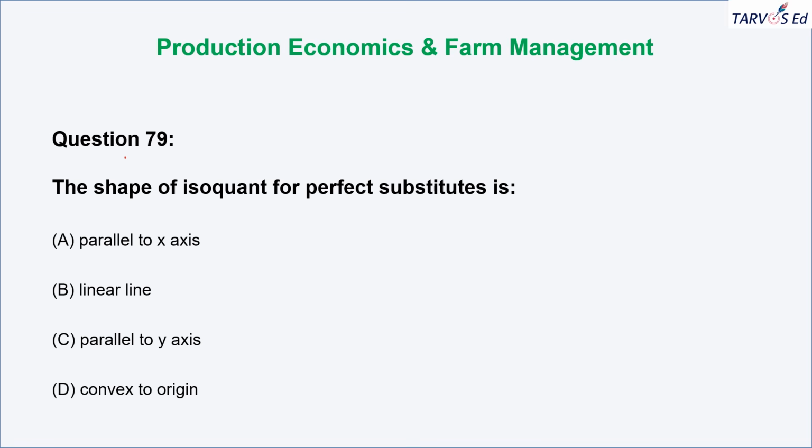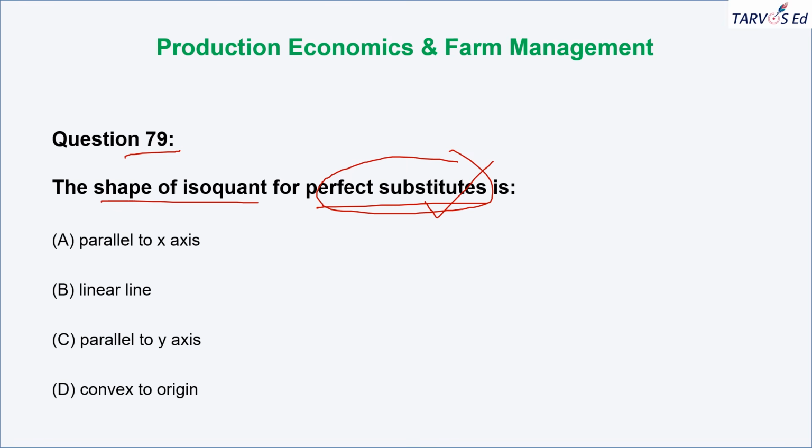Next question is question 79. They are asking us the shape of isoquant for perfect substitutes. There are two kinds of goods, substitutes and complements. Substitute means one input can be replaced by the other. Complements means both the inputs will increase simultaneously or decrease simultaneously. That is what we call a complement. So they are asking the shape of isoquant for perfect substitutes.